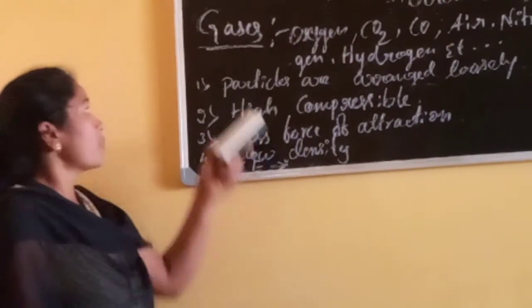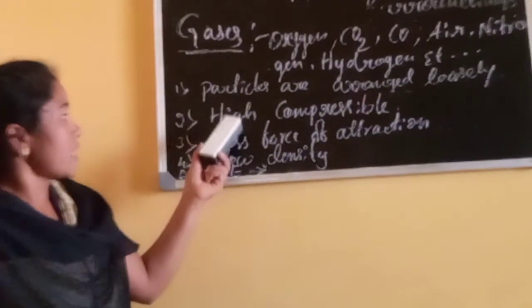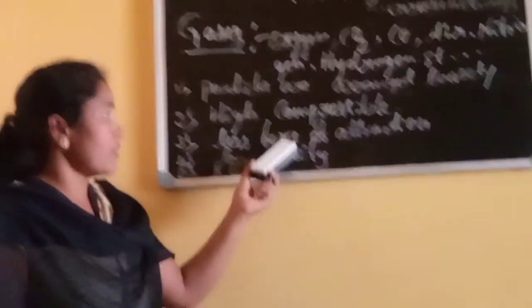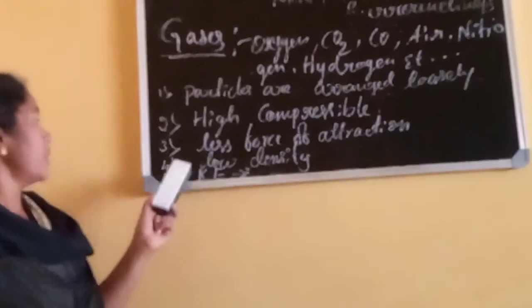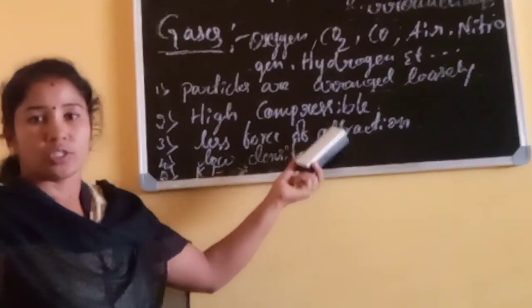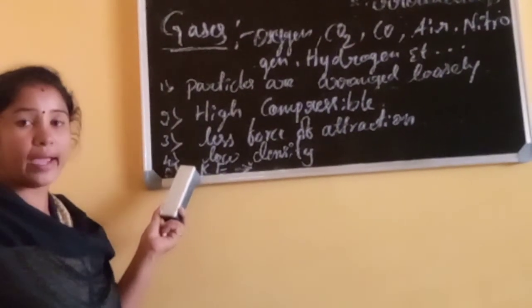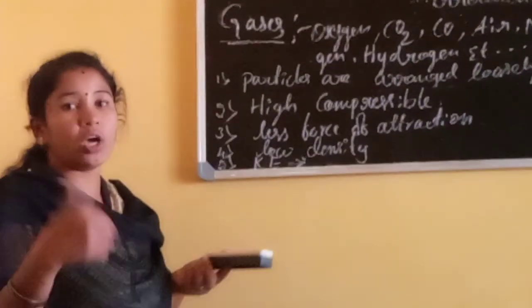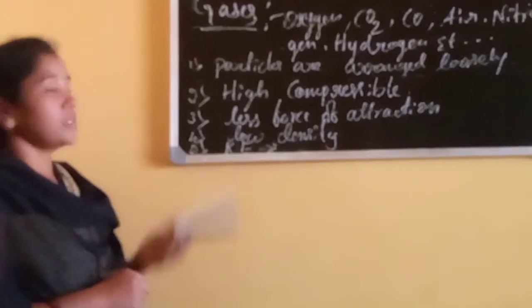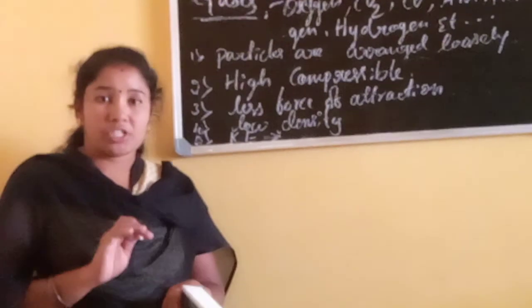These are some properties of gases. Particles are arranged loosely, highly compressible, low force of attraction between the molecules compared to solids and liquids, low density than solids and liquids, high kinetic energy, and neither definite shape nor volume. And next, interconversion of states of matter, we'll see in the next session.